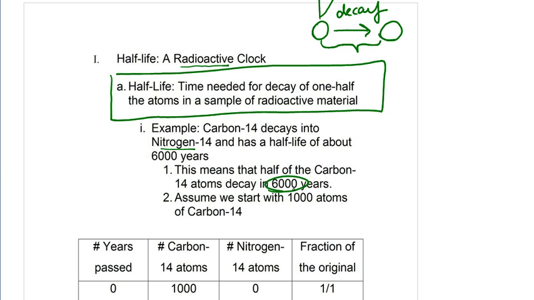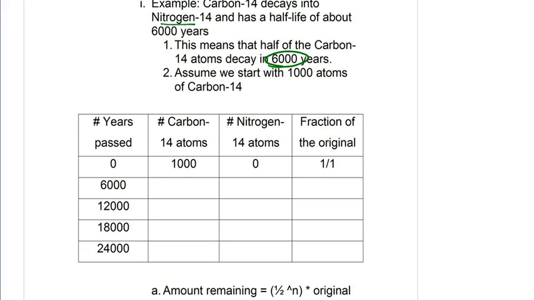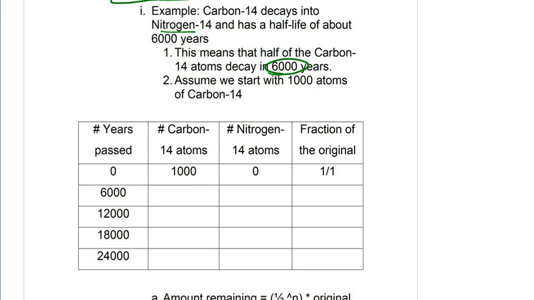Assume we start with 1,000 atoms of carbon-14. So let's use a table here to go through this idea. In the years past, 0 years go by. You have 1,000 atoms of carbon-14, radioactive material. It is going to decay, but it has not gone through its half-life yet. So we have no presence of nitrogen-14 atoms yet. We have the full amount of the original, so 1, or 1 out of 1.